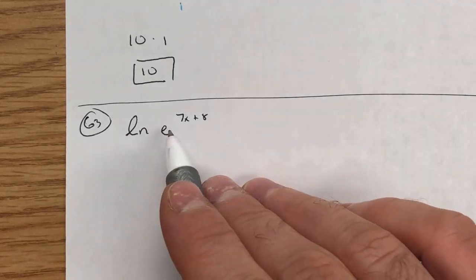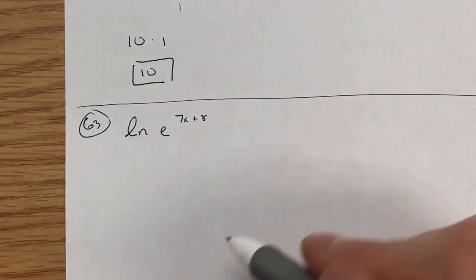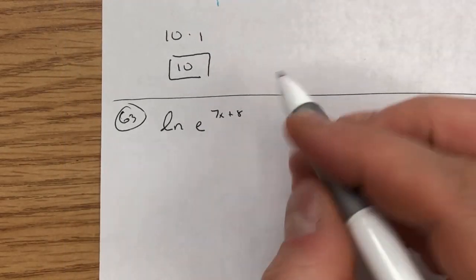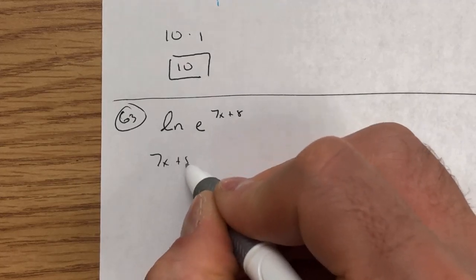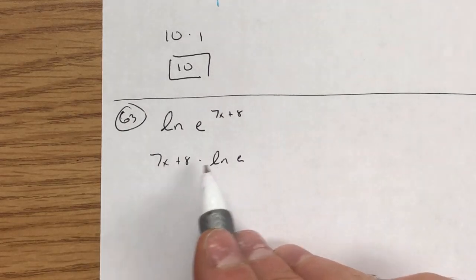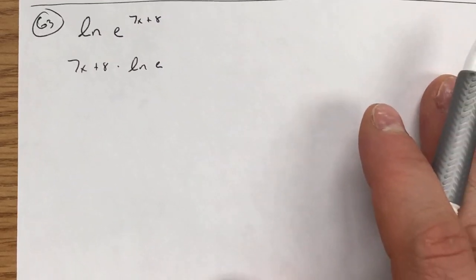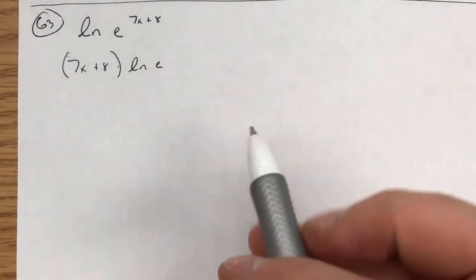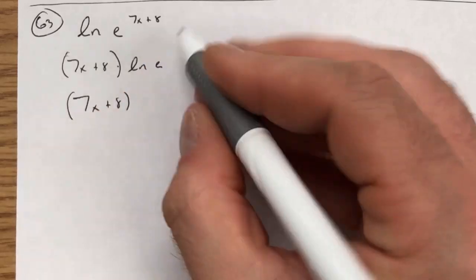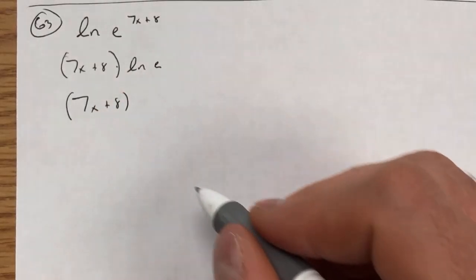Okay, so the first thing that we want to do is take the power and rewrite it as a coefficient. Now you want to be careful here because at 7x plus 8, you don't want to say 7x plus 8 times the natural log of e, because that would assume that only the 8 is multiplied by that e. What we want to do is make sure that the 7x plus 8, which was a power, the whole thing is in parentheses, times the natural log of e. Now, it really won't affect this particular question too much, but it may affect it if this doesn't evaluate out to what we're about to see here.